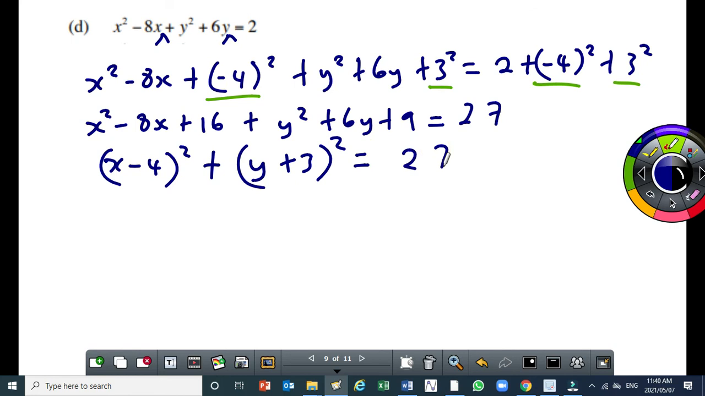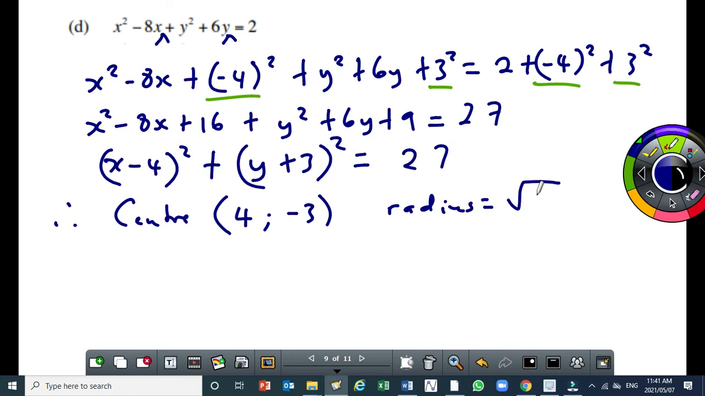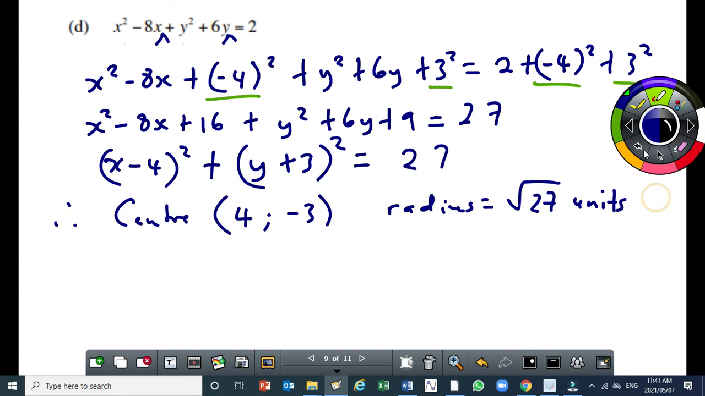Right? Then we can say, therefore, our center is going to be at x equal to 4 and y equal to negative 3. The radius is going to be equal to the square root of 27 units. No, don't yet. There's no need to convert it to a decimal.